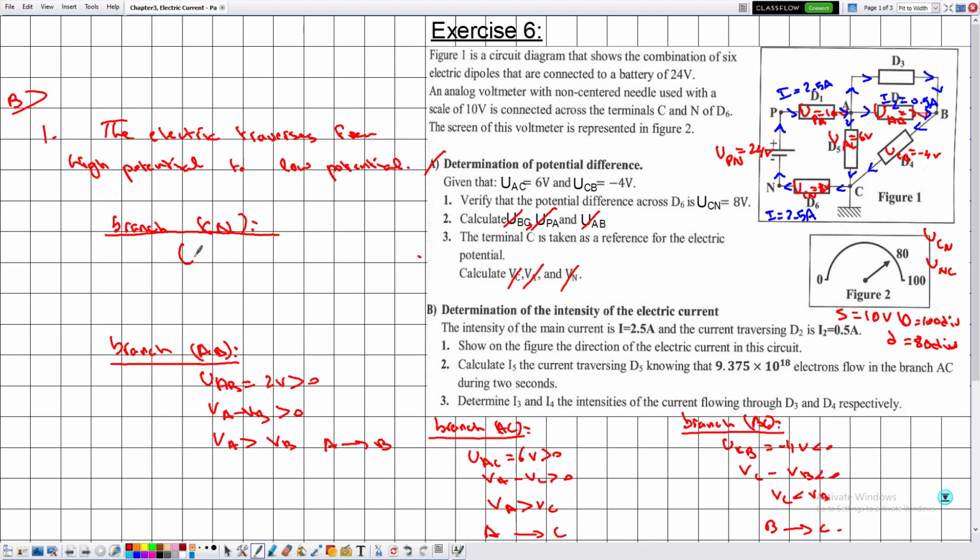So in this case UCN is equal to 3 volts, which is positive, which means VC minus VN is positive, which means that VC is greater than VN. So in this case it's simply from C to N. Okay.